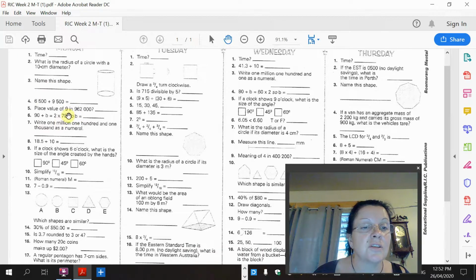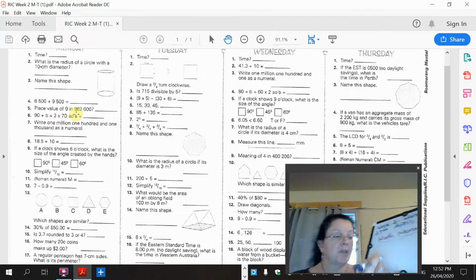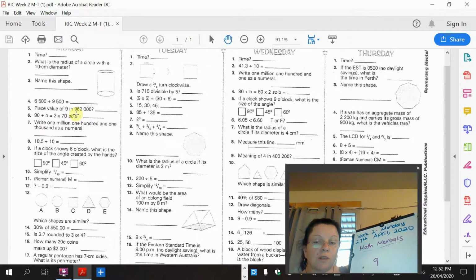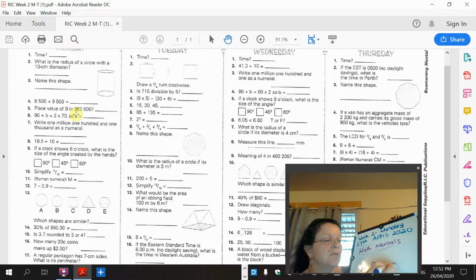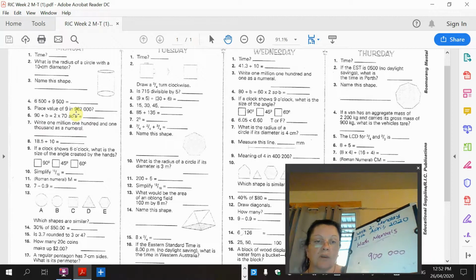Okay, so the place value of 9. So here, when we do the place value, it only wants to know what the value of 9 is. So we then fill in the other numbers with zeros, and we can see that that's 900,000.